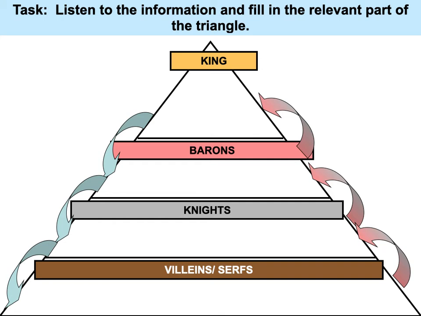So hopefully we have your diagram completed like this. With the king at the top, the king gives the barons land, the barons give some land to the knights, who use the villeins and serfs to work the land.